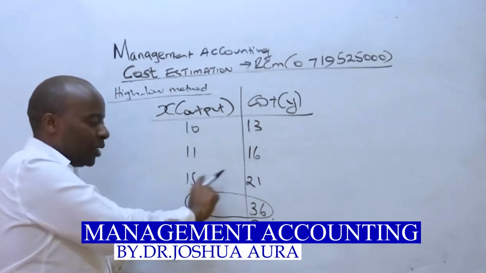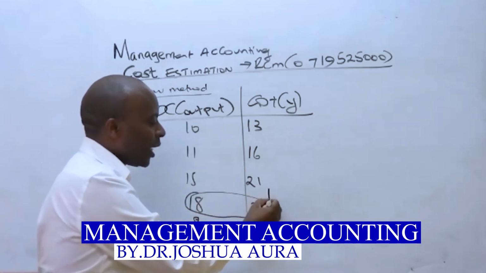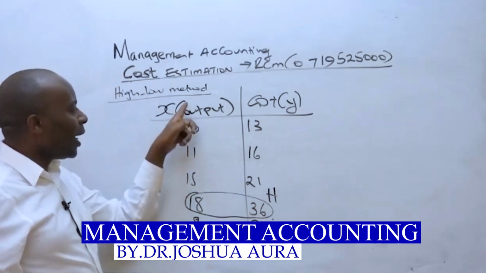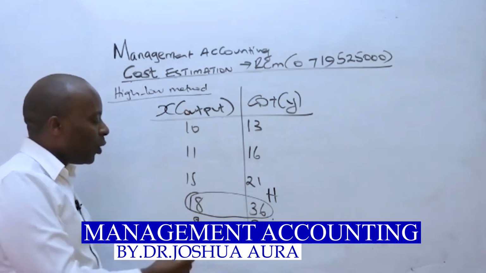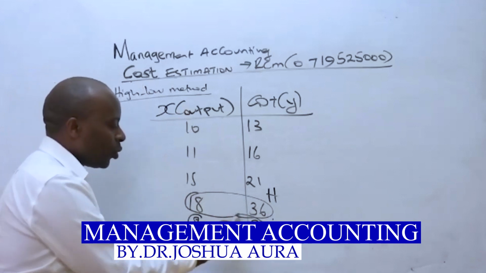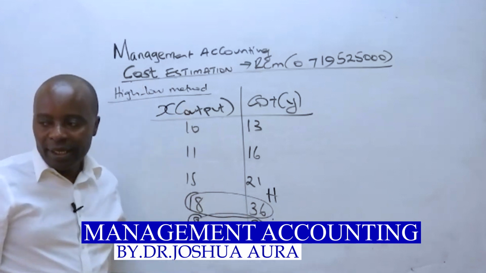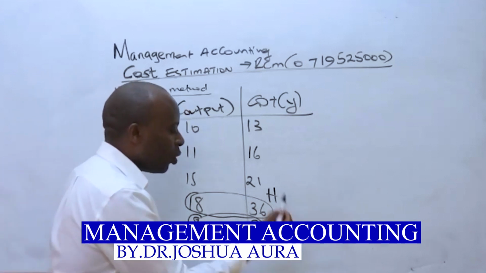And then correspondingly, I simply circle that as my highest. Then out of all this, I will look for the lowest X value. The lowest X value here is 8, 8 with what here? 8 with 9. So this will be the lowest, like that.